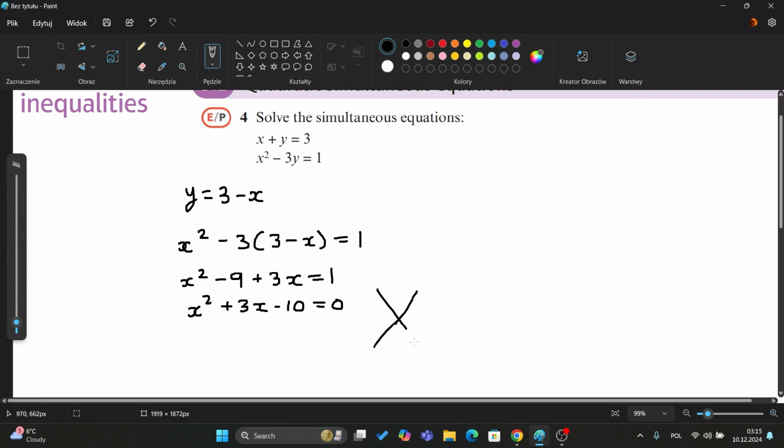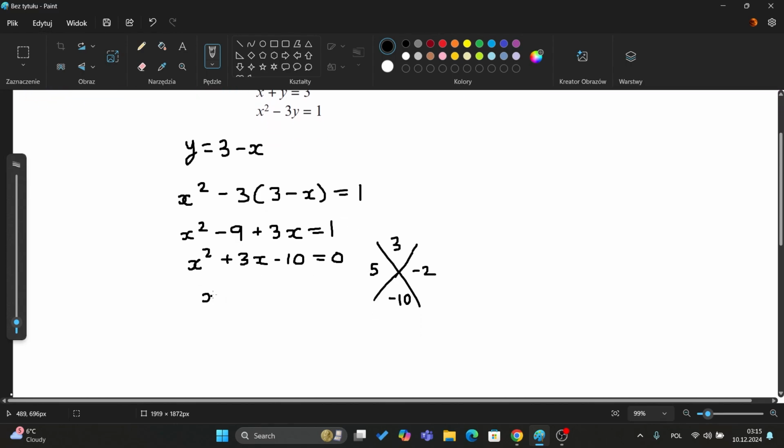And so we can factorize it. So we got negative 10 here and 3 here. So that will be 5, negative 2, and (x plus 5)(x minus 2). We make them both equal to 0, so that x is equal to negative 5, and x equals to 2.